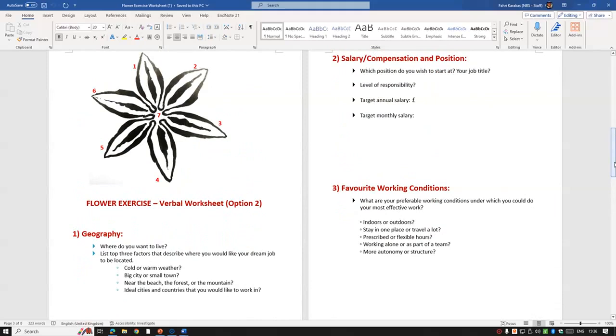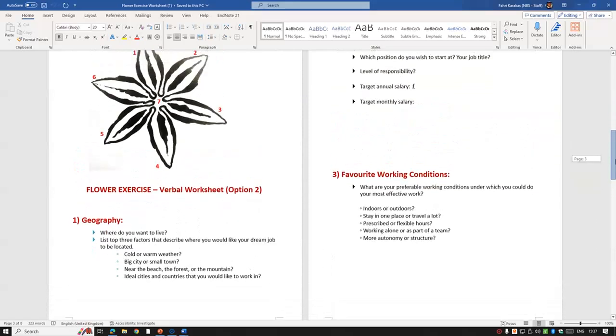Even if you don't submit this, this is a very good exercise for you to consider doing, because it gives you reflections about your ideal job, ideal career. Okay, so let's do it a little bit. Please download this and start typing up.